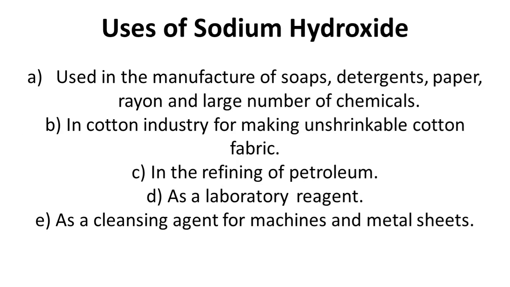Next we shall move on to the uses of sodium hydroxide. As we know, sodium hydroxide is one of the most important salts used in the manufacture of soaps, detergents, paper, etc. It is also used as a laboratory reagent, as a cleansing agent for machines and metal sheets, in the refining of petroleum, and in the cotton industry for making unshrinkable cotton fabric.